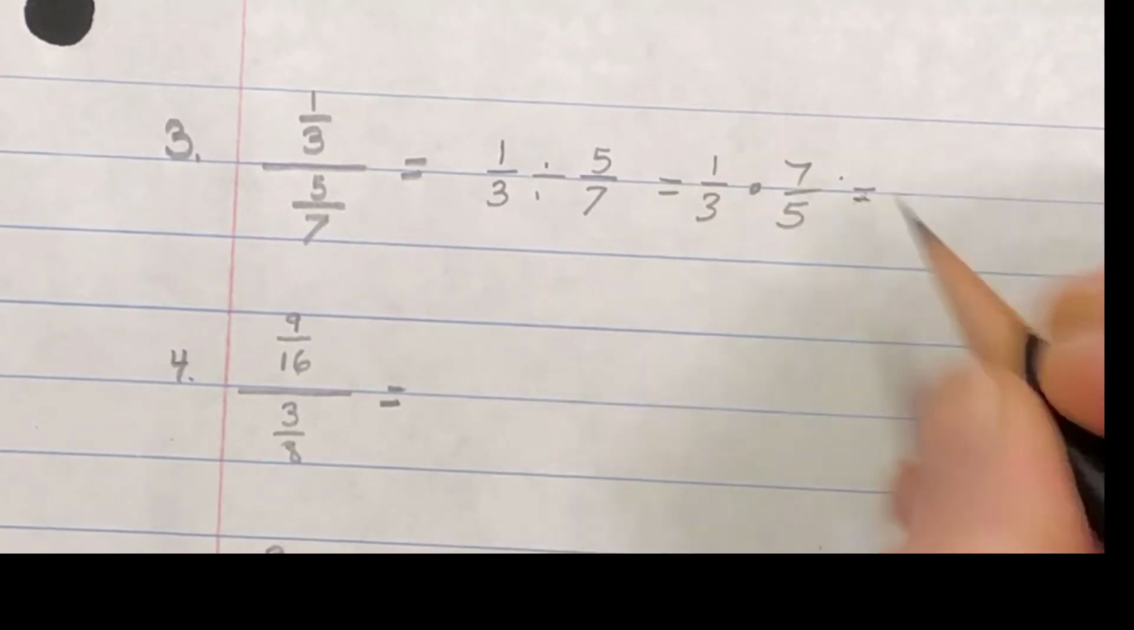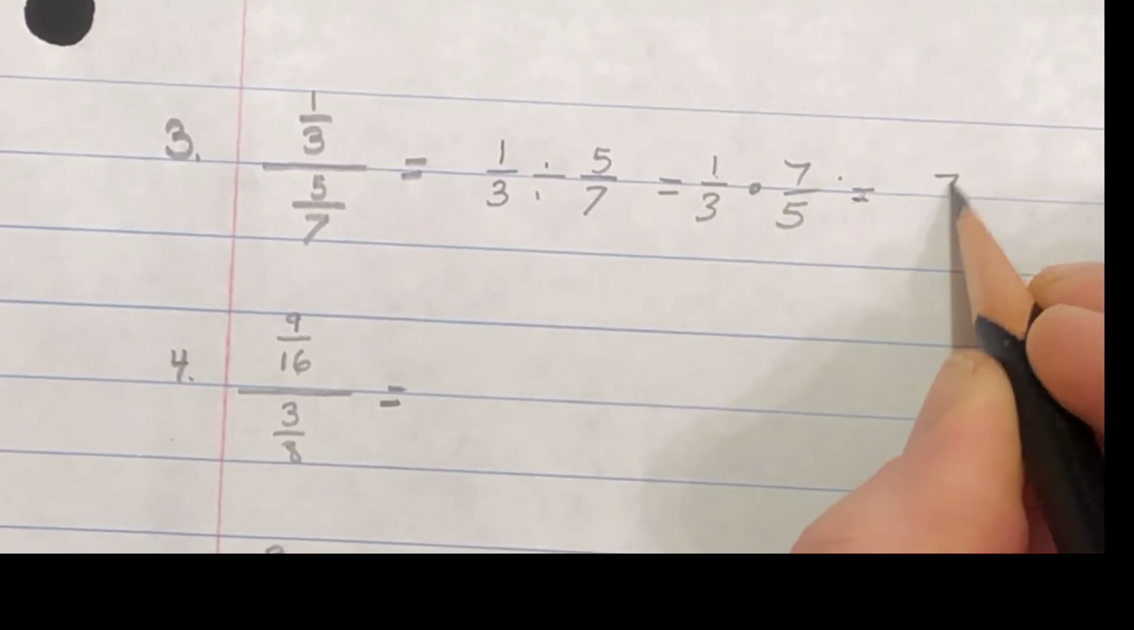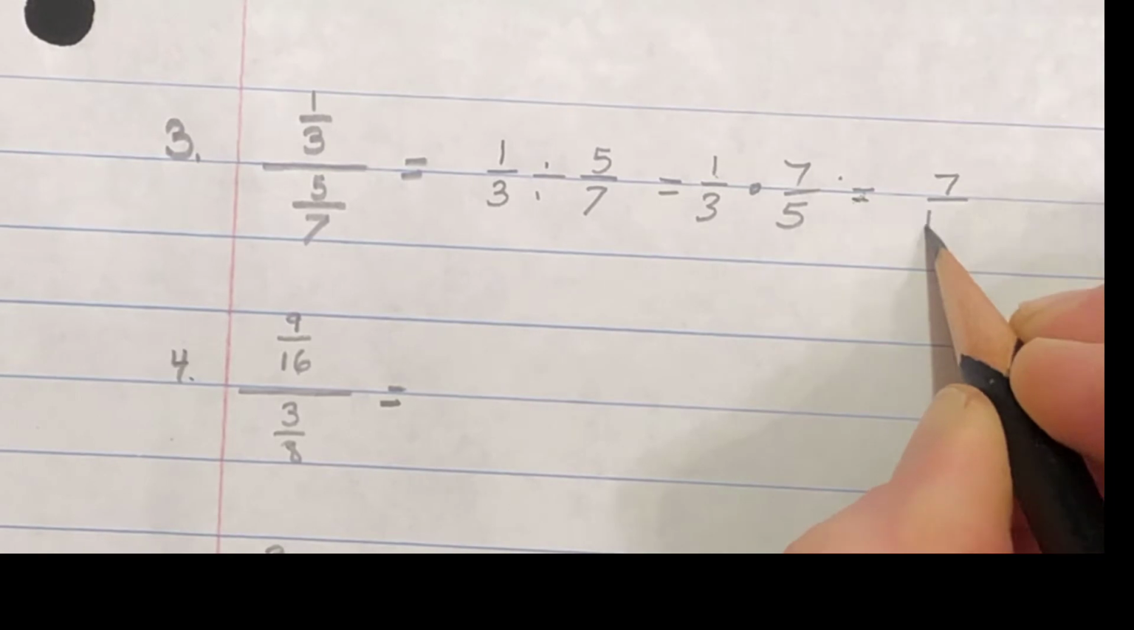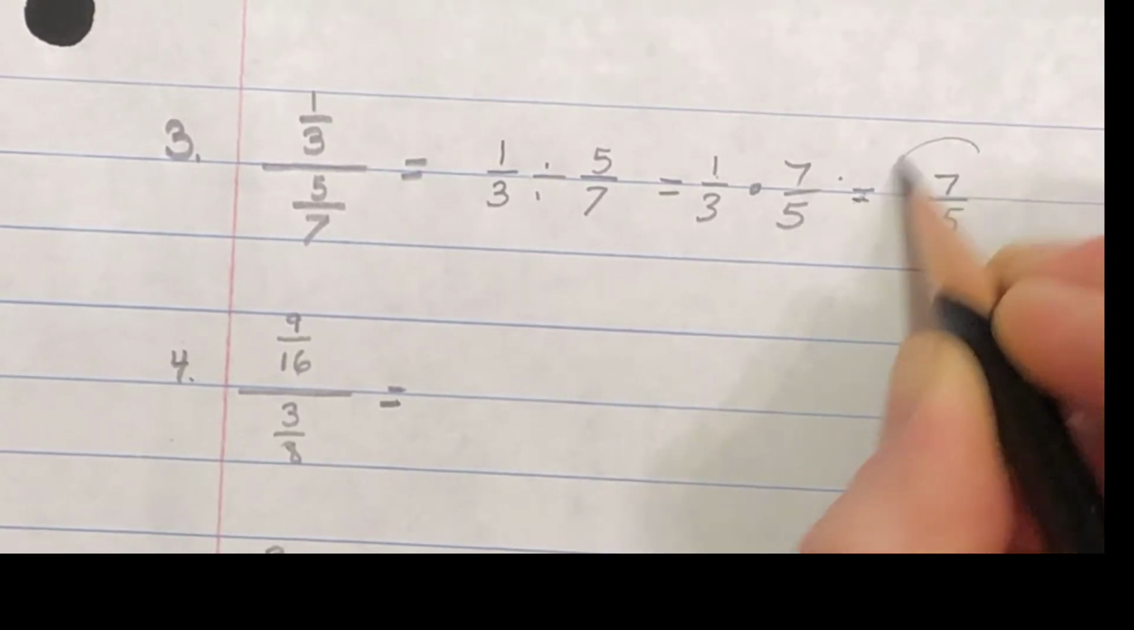Now we'll multiply it across. 1 times 7, 3 times 5, and that's the value.